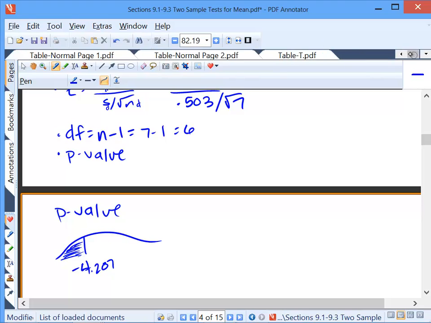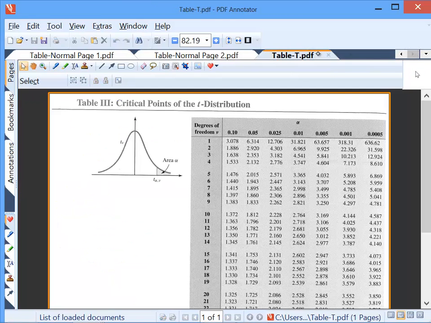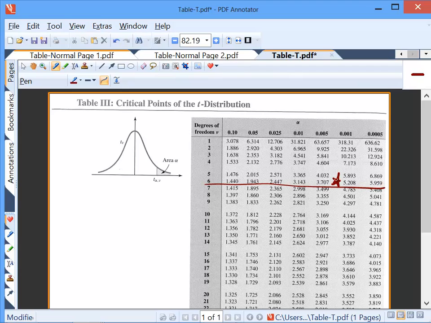Okay, so we need to go to the t-table. We have 6 degrees of freedom, and we're looking for 4.207. Remember, we're going to use our symmetry here, which would put it about here. So my p-value is between 0.005 and 0.001.